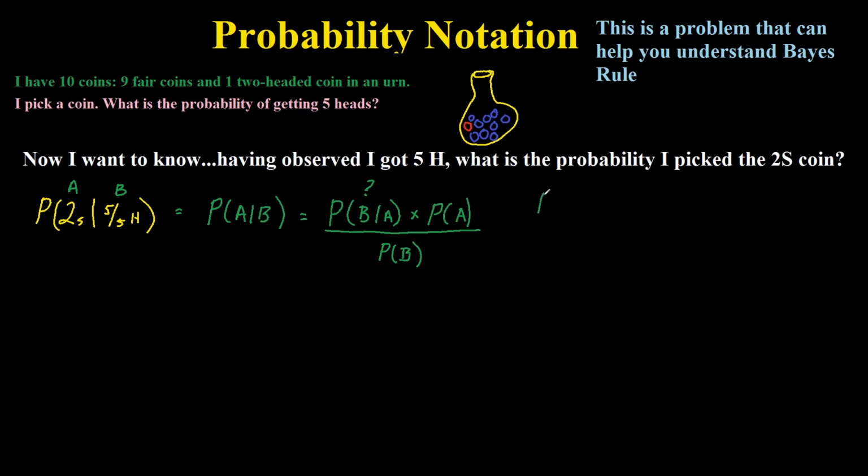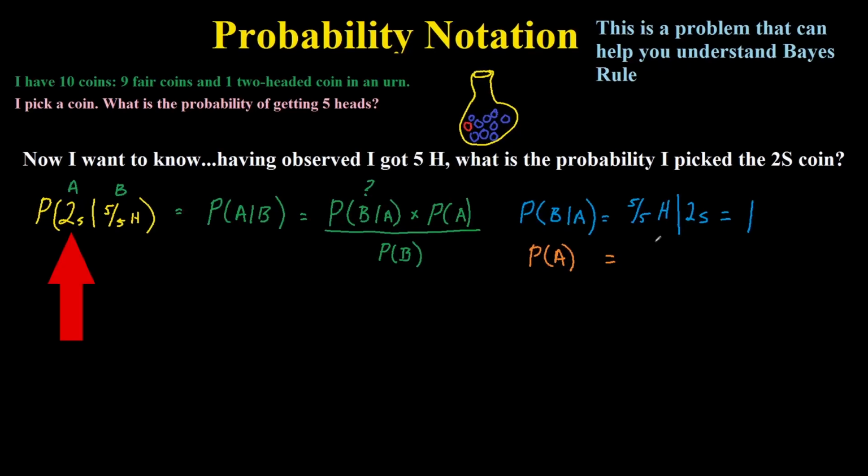What is the probability of B given A? Well, it says, what is the probability of getting 5 out of 5 heads given that we pick the two-sided coin? Well, we know that that's 1. If we pick the two-sided coin, you're always going to get 5 out of 5 heads. So that part of the equation is easy. Now, what is the probability of A? The probability of A was the probability of picking the two-sided coin. Well, we know what that is. That was 1 out of 10.